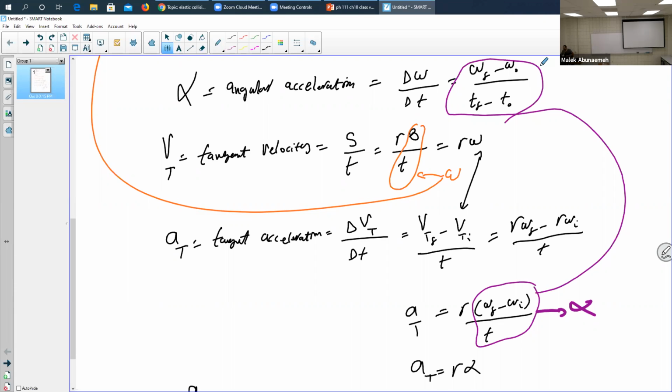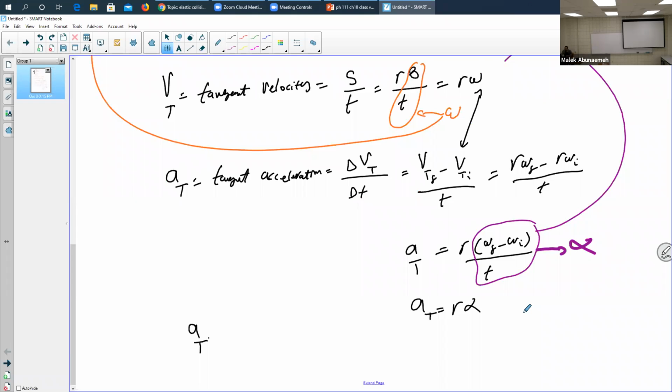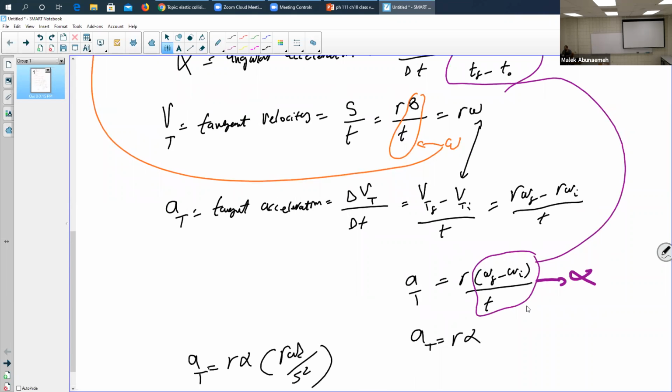All right. So that means your tangent acceleration is R alpha, which is in radians per second squared. See, your velocity is going to be in radians per second. Okay?